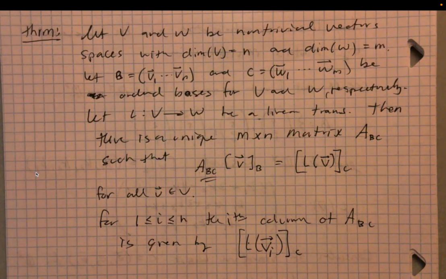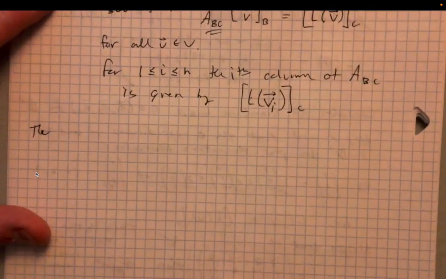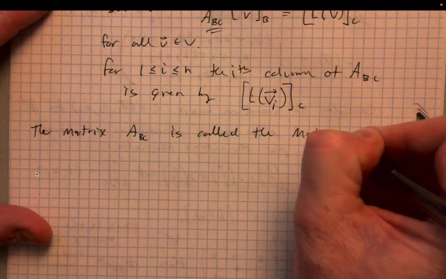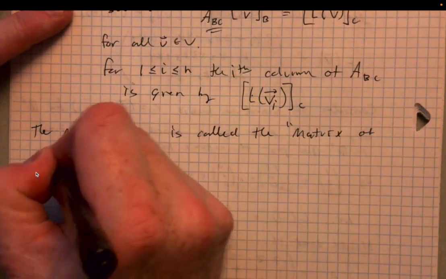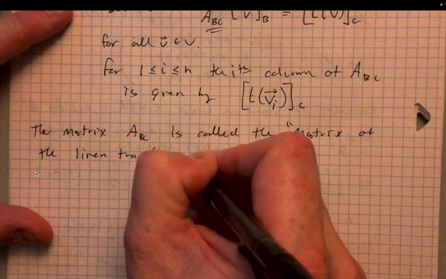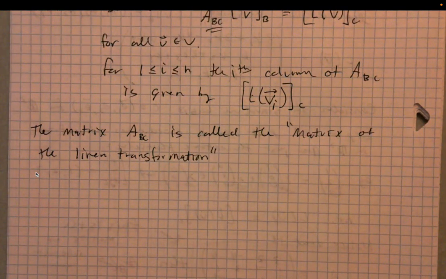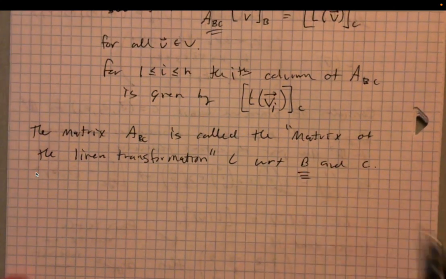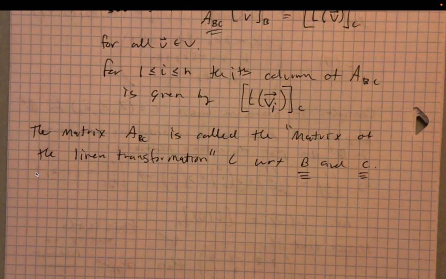The matrix A sub BC is usually referred to as the matrix of the linear transformation. To be more precise, we might say the matrix of the linear transformation L with respect to B and C, B being the ordered basis of the domain, and C being the ordered basis of the codomain. So this is kind of the idea.